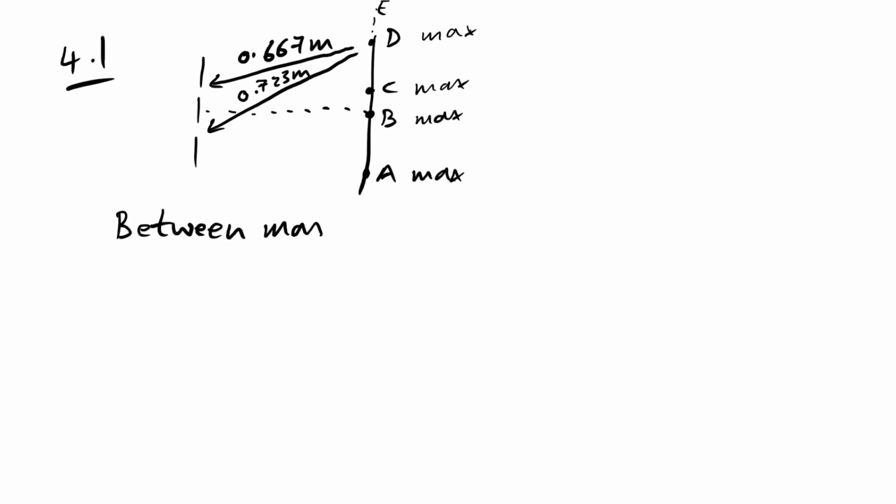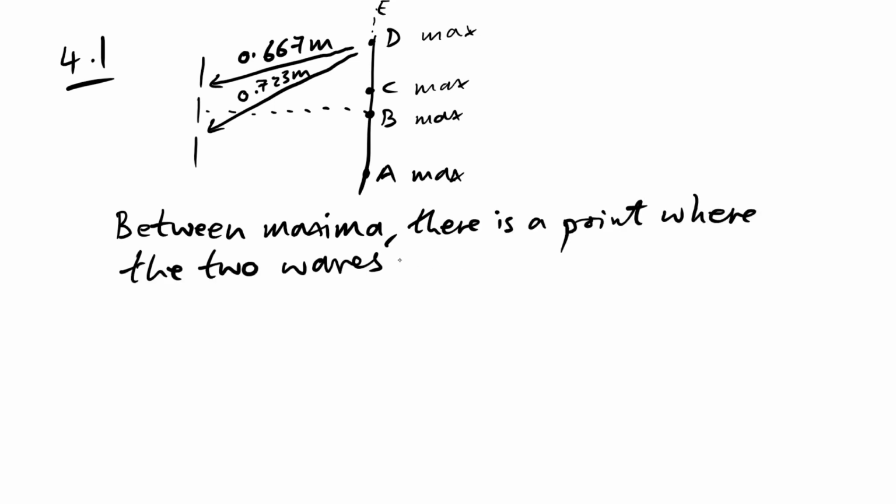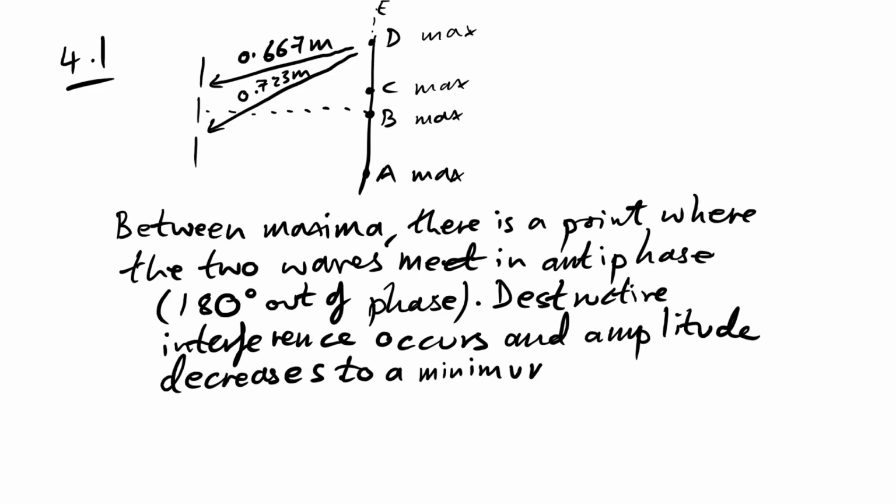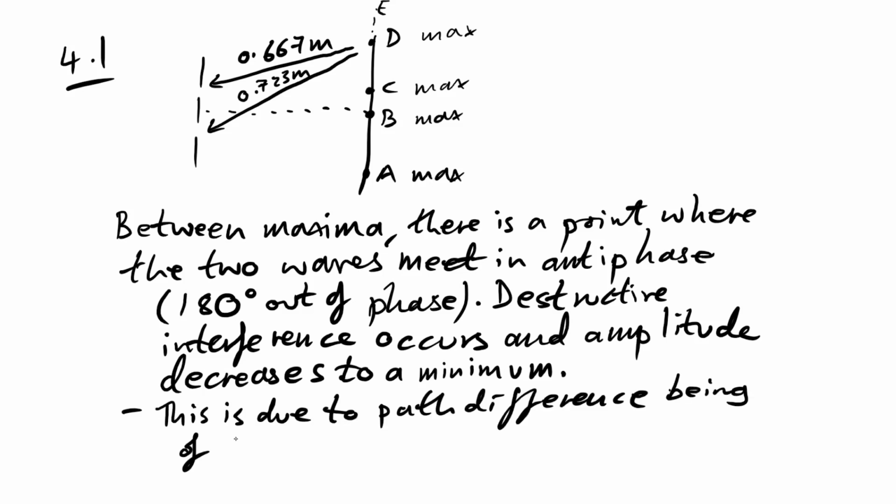So we can say that between the maxima or maximums, there is a point where the two waves meet in antiphase, or we could say out of phase. Let's say 180 degrees out of phase. Destructive interference occurs and amplitude decreases to a minimum. Let's go one step further. Diffraction patterns is all about path difference. So let's say this is due to being of length n plus a half lambda. In other words, half and 1.5 wavelengths in our case here.